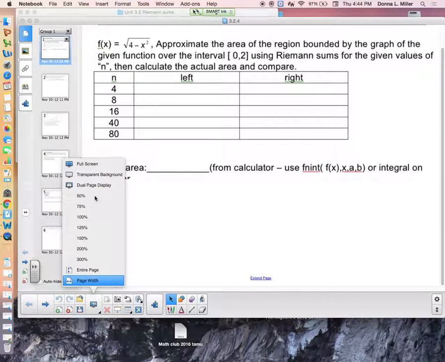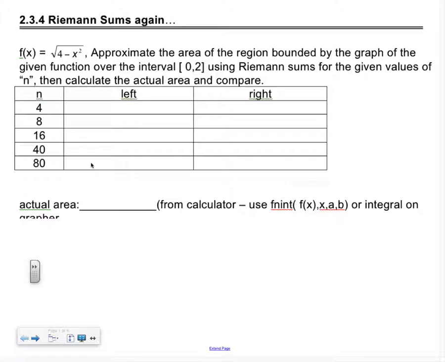Okay, guys, it is Friday, and I want to talk more to you today about Riemann sums and what they actually are, and it's really not as scary as it seems, even though I know people struggle with these. The idea is that I want to estimate the area under a curve by doing rectangles. That's what a Riemann sum is. We've been doing that. I want to find the area under the curve from 0 to 2 using Riemann sums for the given values of n. They can calculate the actual area and compare.